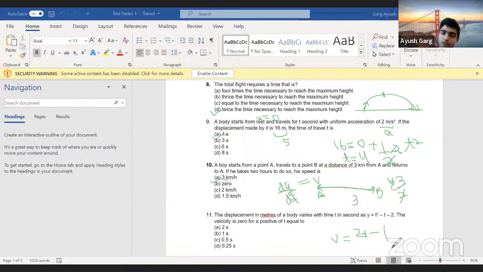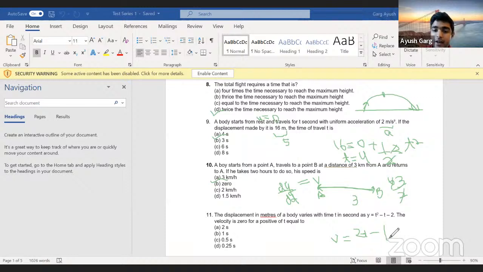You put t is equal to 1, you will get 2 into 1 is 2 minus 1, 1. So you'll get v is equal to 1 meters per second at time t is equal to 1 second. If you put t is equal to 4 seconds, let's say, 2 4s are 8 minus 1, 7. So at 4 seconds, your velocity of the body is going to be 7 meters per second. So this is how you use your equation.